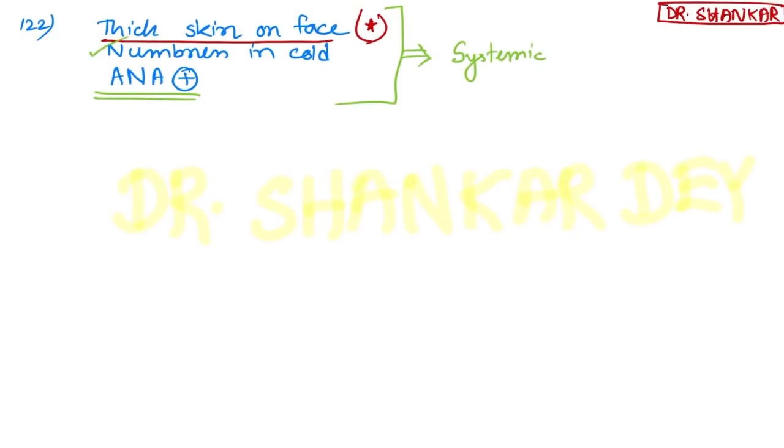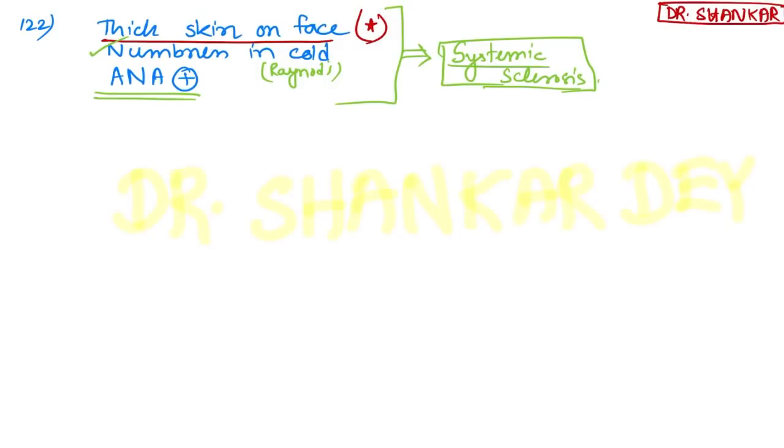This numbness can occur in cold because of Raynaud's phenomenon; with cooling or change of temperature, a change of color of the fingers can occur. So this is nothing but systemic sclerosis. Two types can be there: diffuse systemic sclerosis and limited systemic sclerosis, or CREST syndrome. You can learn the topic very well from the rheumatology section of your book.